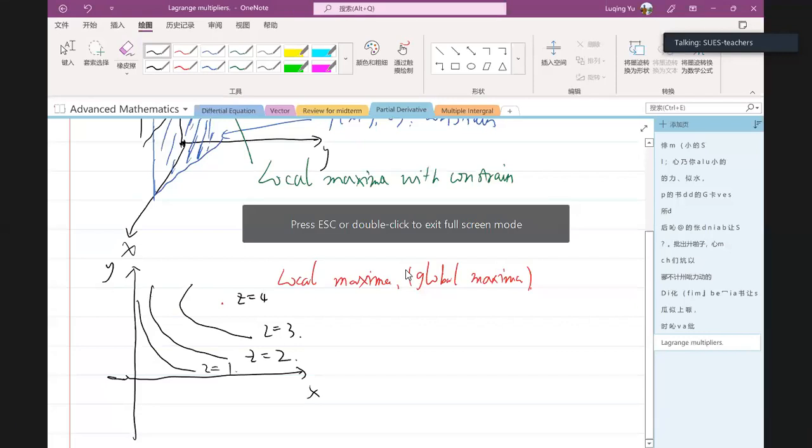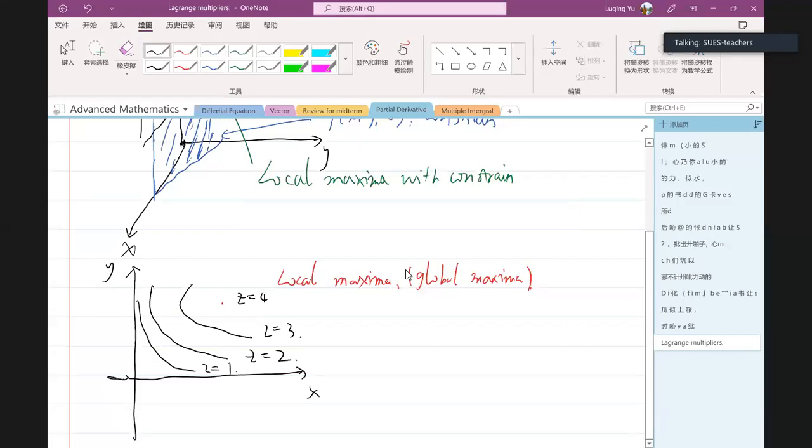Now we have a constraint, right? Suppose now we have a constraint. The constraint is no longer a plane anymore. It is a straight line. So we have the straight line here. This is our constraint. This is the contour plot.